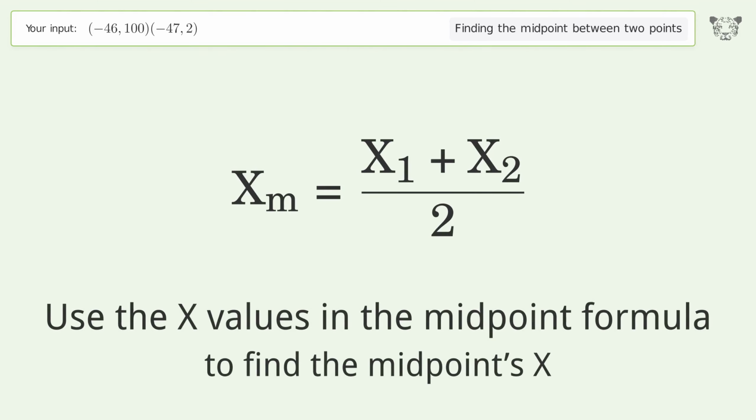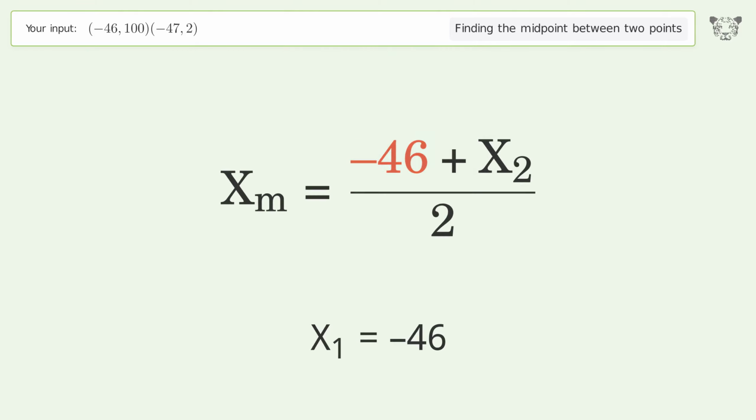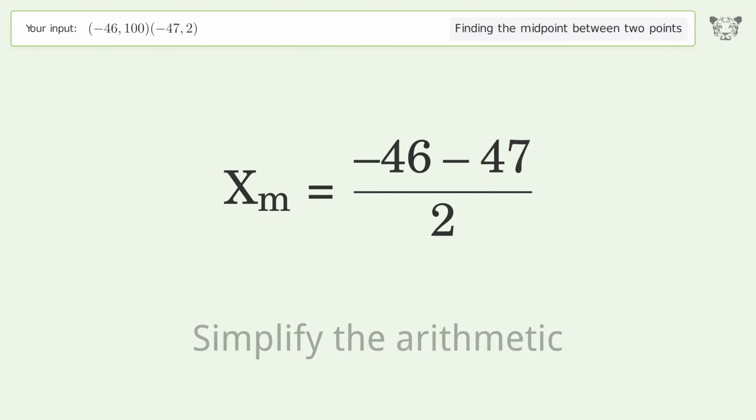Use the x values in the midpoint formula to find the midpoint's x. x1 equals negative 46. x2 equals negative 47. Simplify the arithmetic.